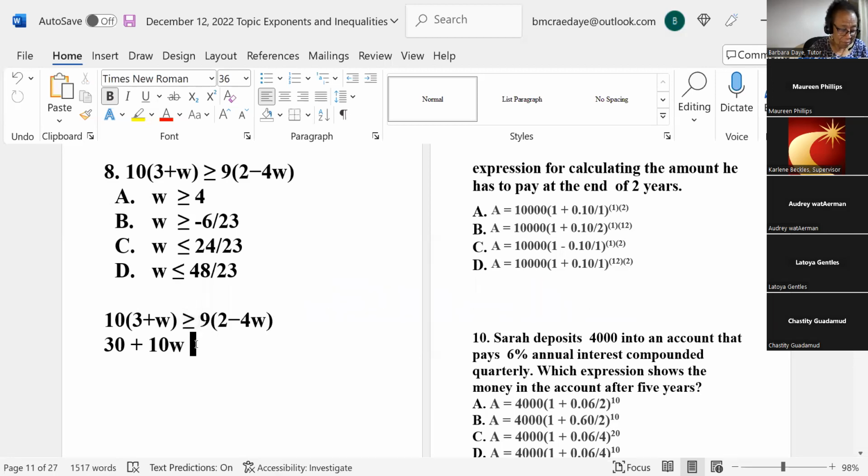So we go to subtract. Multiply the 9 by the 2, and then the 9 by the minus 4W. Any problem with that last part, Maureen? What's 9 times 2? 18. Right? And this one is minus. What's 9 times minus 4W?